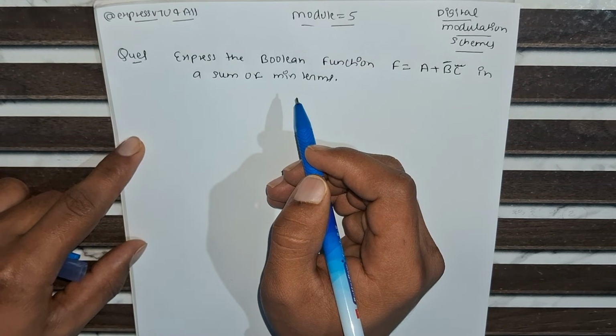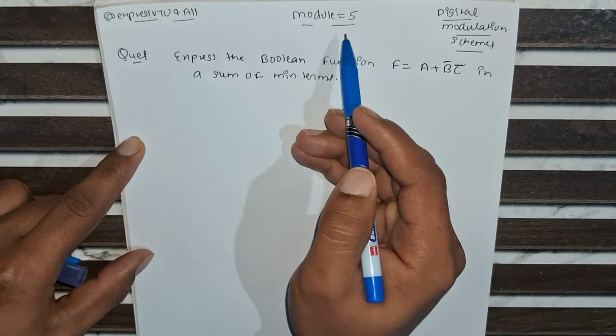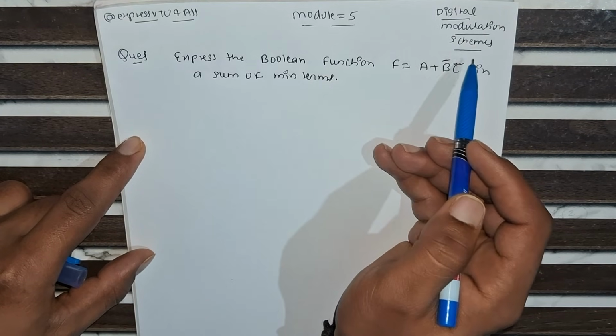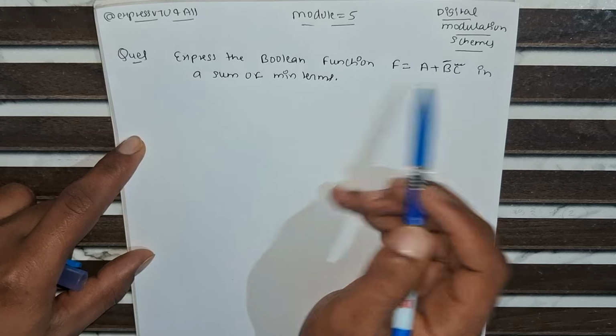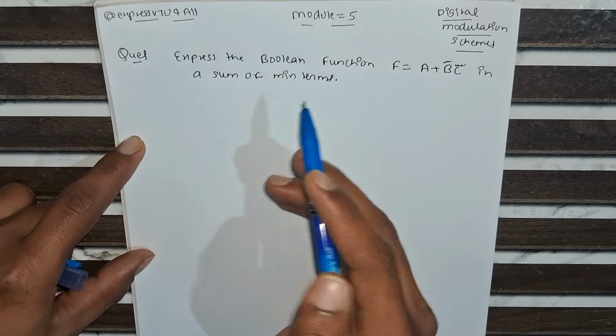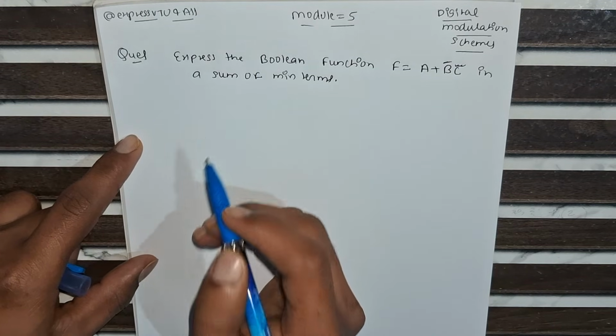In this video, we are going to solve a very important problem from Module 5, Digital Modulation Schema. Express the Boolean function f equals a plus b bar c in a sum of minterms. So let's solve it step by step. What is the first step?